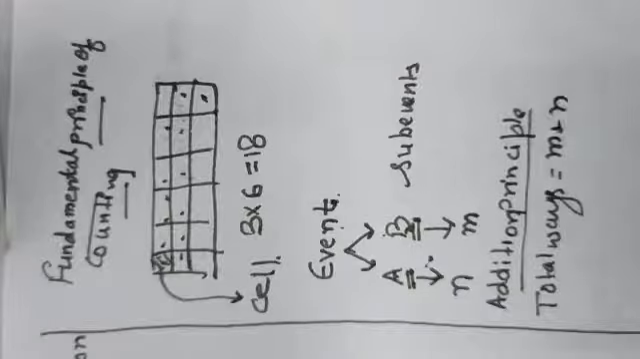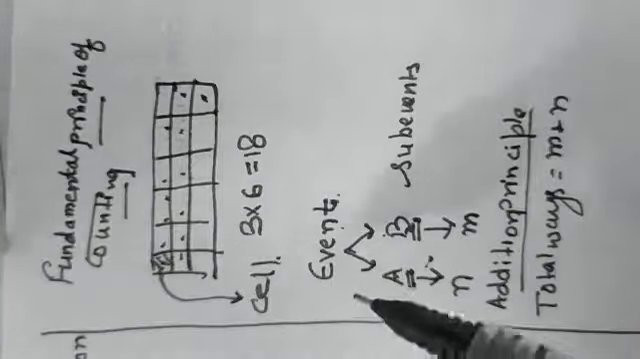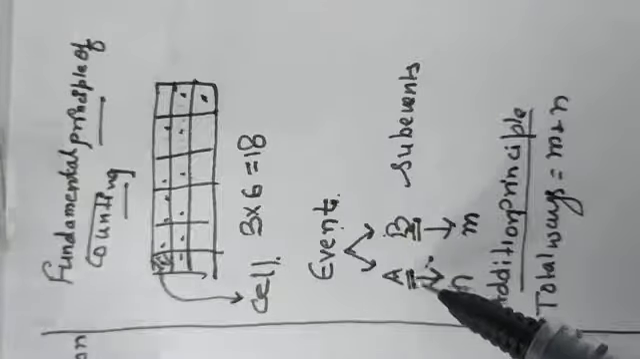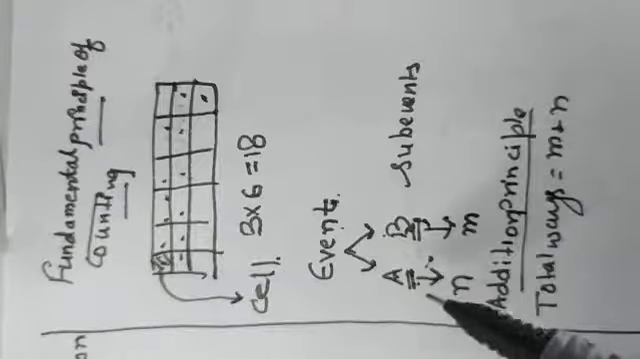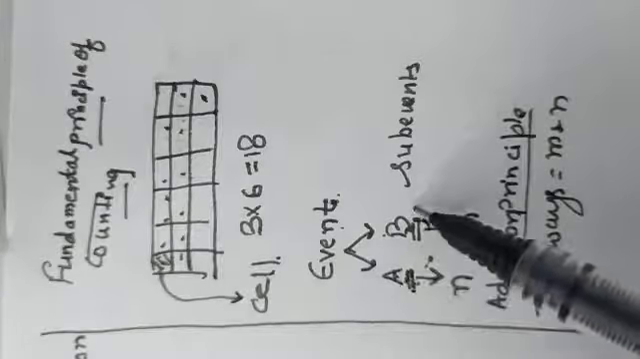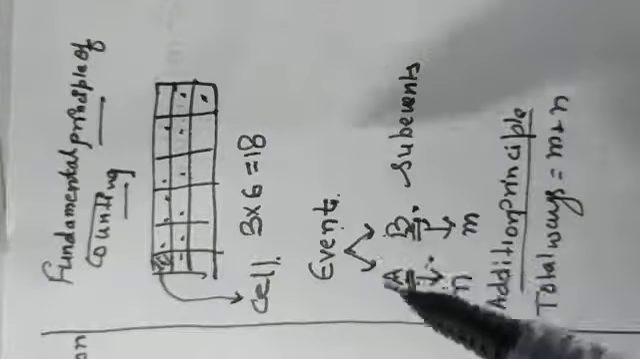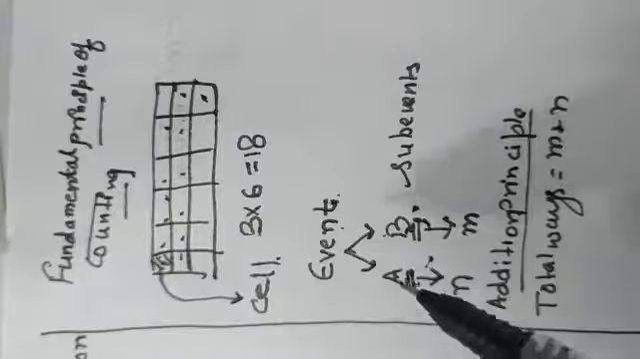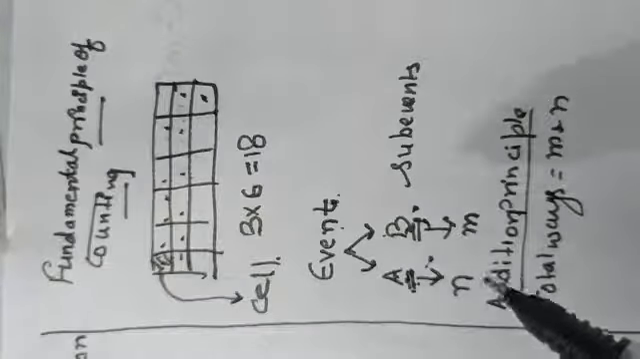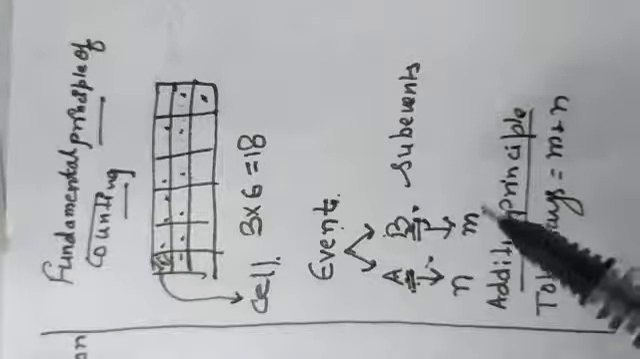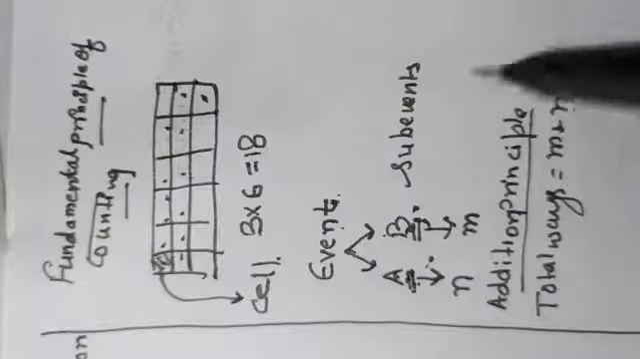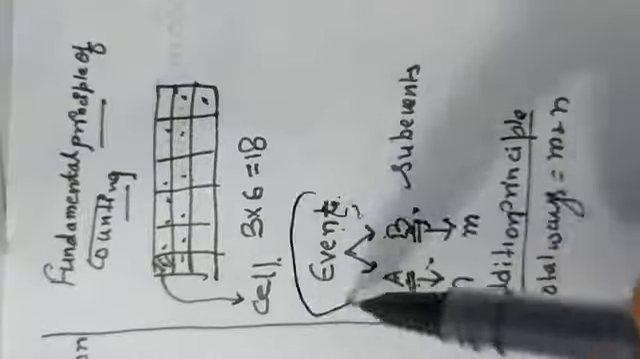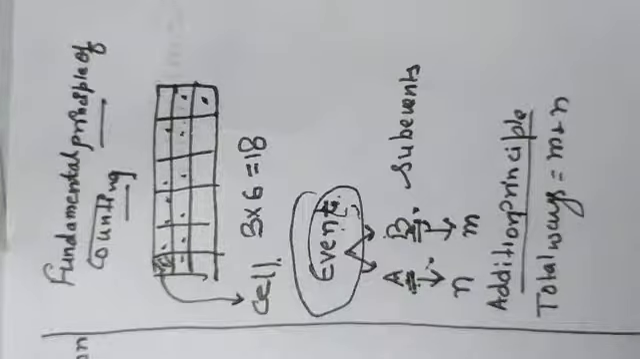m plus n. I am again repeating that if an event comprises two sub-events A and B, and on either of the completion of these sub-events the event gets completed, and A can be completed in n number of ways and B can be completed in m number of ways, then the addition principle is used and the total ways will be m plus n, in which this main event would get completed.